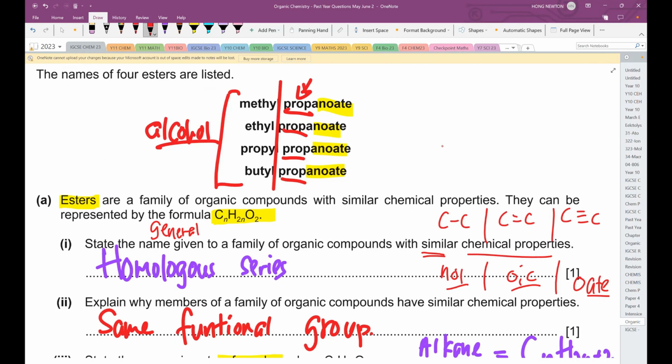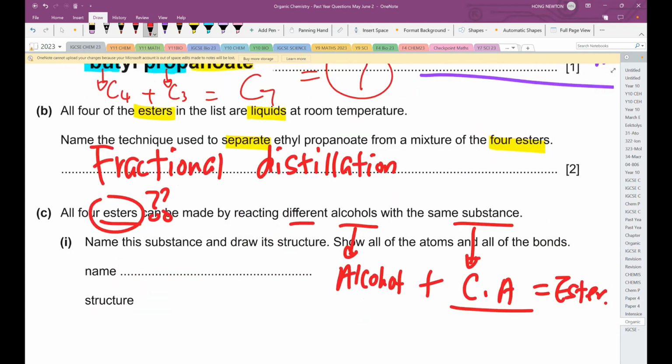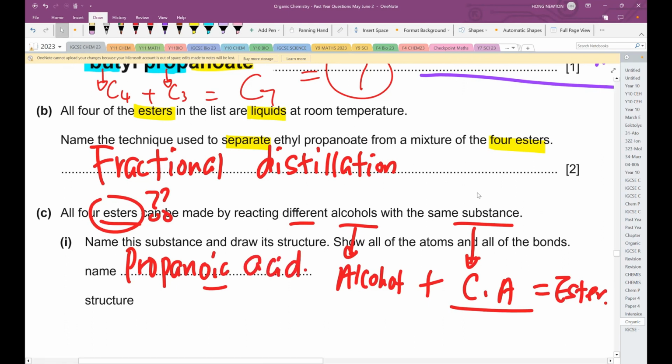The M means the methanol. The E means the ethanol, correct? The propanol, the butanol, correct? Then how about the propanoic here? All these are actually the carboxylic acid, the propanoic acid. Prop here is, what is the name? Propanoic acid. So you write down propanoic, OIC, okay? Carboxylic acid always OIC acid, like this, propanoic acid.